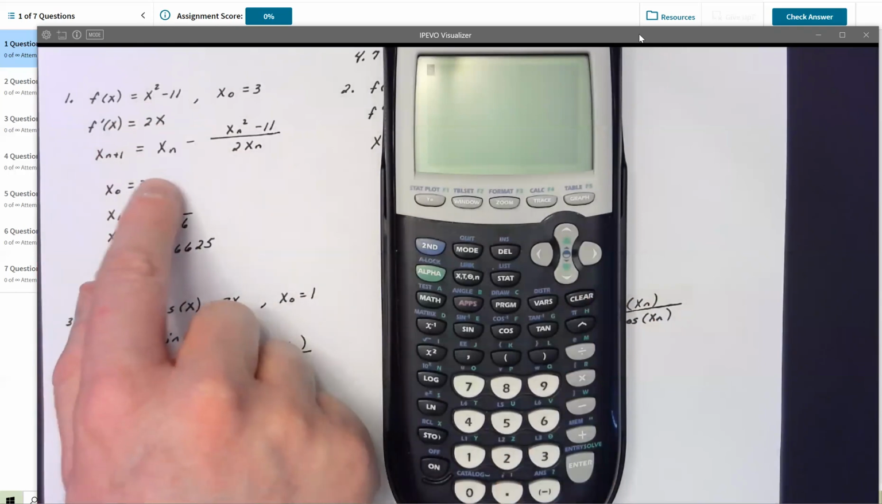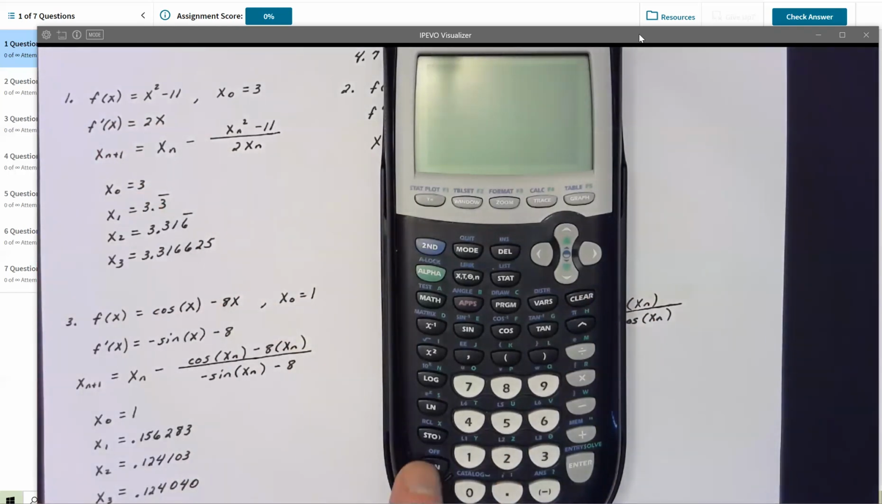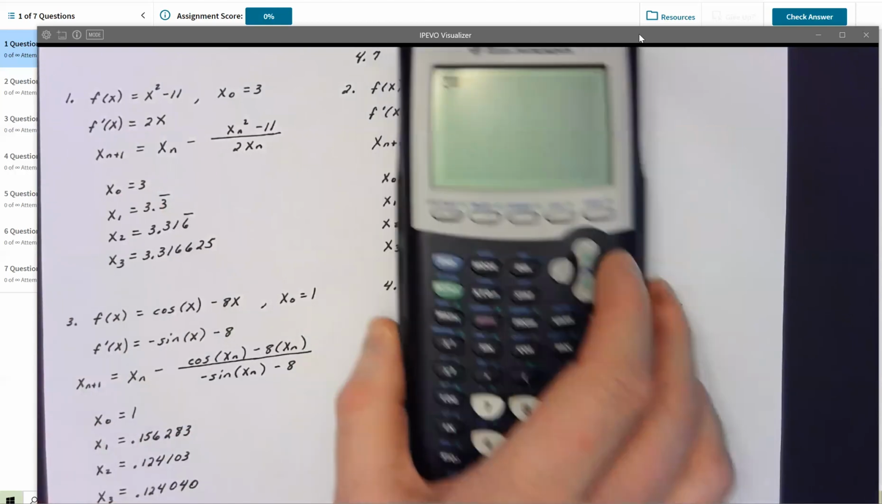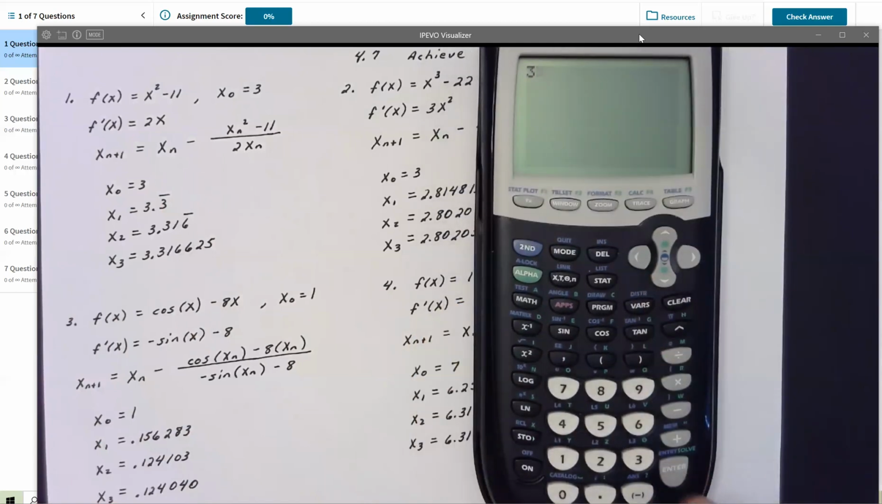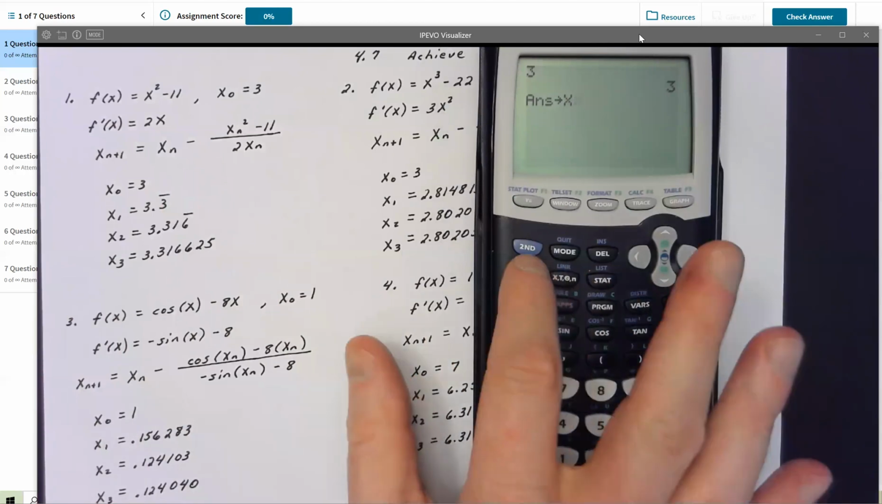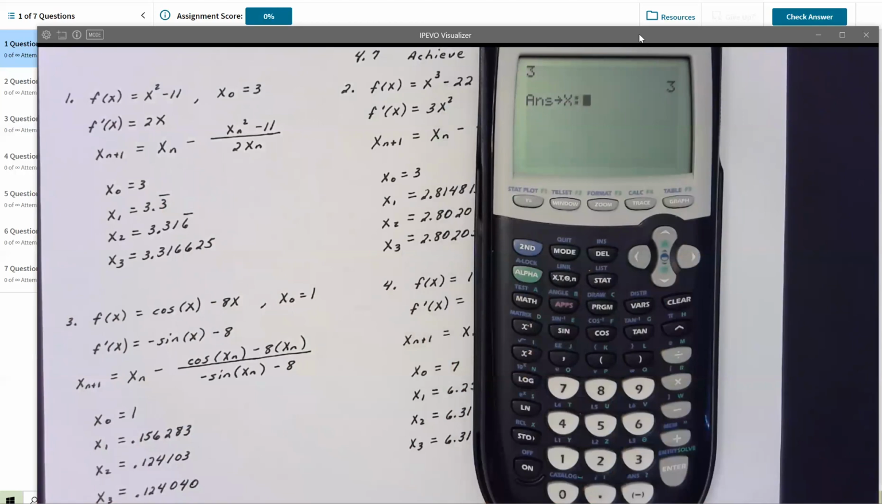So I know that if my original guess is 3, then I need 3 as an answer on my calculator. So let's make sure our calculator thinks 3 is an answer. So it does right now. Now, I'm going to store that value of 3 in for x. So I hit store x. Now I'm going to hit colon, alpha, decimal.